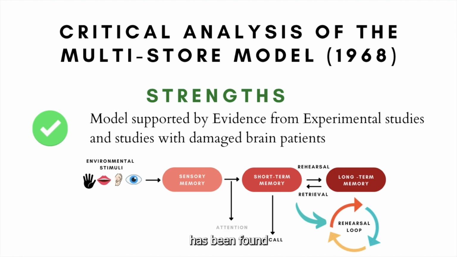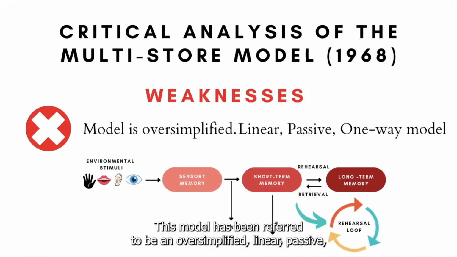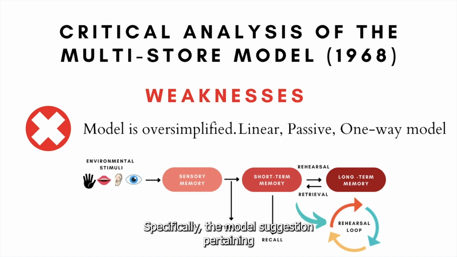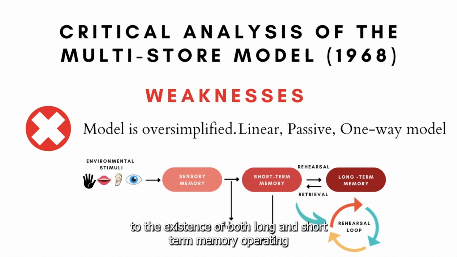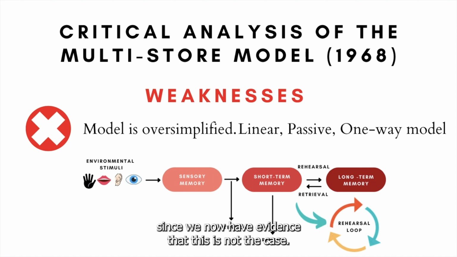In terms of the weaknesses, the model has been referred to as oversimplified, linear, passive, one way, and has failed to capture the complexity of information passage during the process of memory storage. Specifically, the model suggested the existence of both long and short-term memory operating as two single units in a uniform fashion, which has been called out as a weakness, since now we have evidence this is not the case.